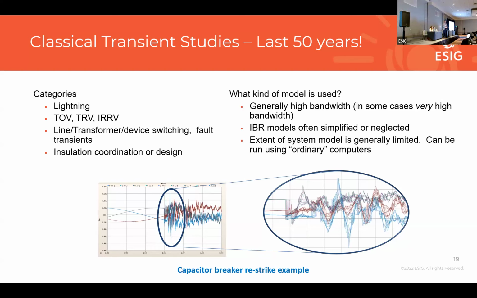And your IBR models are simplified or neglected because they're just not playing a relevant role in these extremely short time periods. And the extent of the model is also very limited. So extremely high detail, to the point of modeling the geometry of buswork and distributed parameter lines, and everything looks like a waveguide. The dimensions and the spatial aspects become very important, and you have to put in a lot of detail. Your time steps are very small, but you can't do that, and it's really not needed, at a large system level.